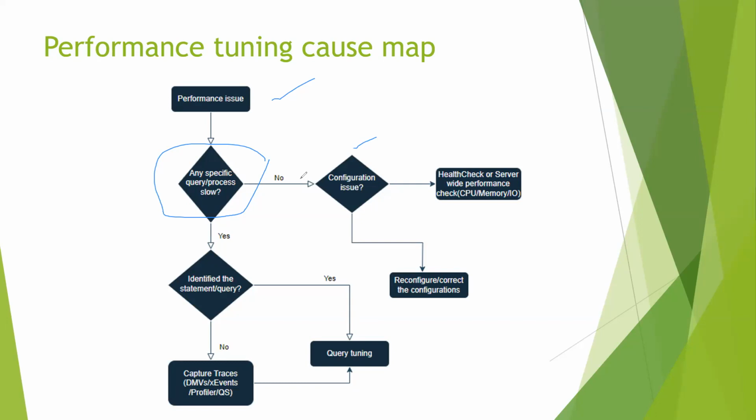Let's say lock pages in memory, or instant file initialization, or any issues with server level configuration like max server memory, or optimize for ad hoc workloads, any configurations which are not optimal. We'll have to reconfigure them. Then a health check of server wide performance: if there are no issues with the configuration, we go with a high level health check of the server, like CPU utilization, anything on the server side.